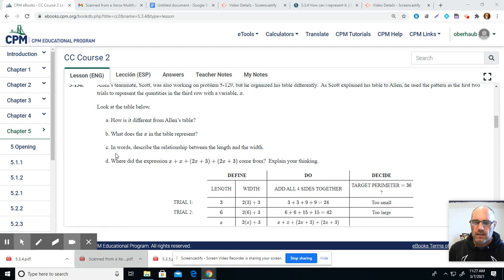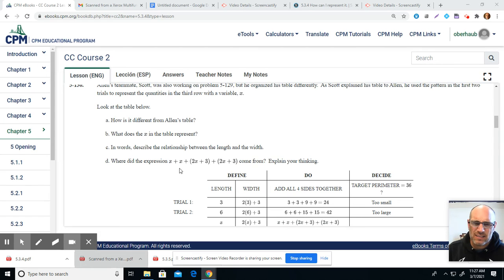Part C. In words, describe the relationship between the length and the width. So the relationship between the length and the width is I'm going to double the length. So every time we took 2 times the length in each of these. So I'm going to double the length and add 3. So in words, you should be writing that out, that you doubled the length and then you added 3, or you times the length by 2 and added 3.